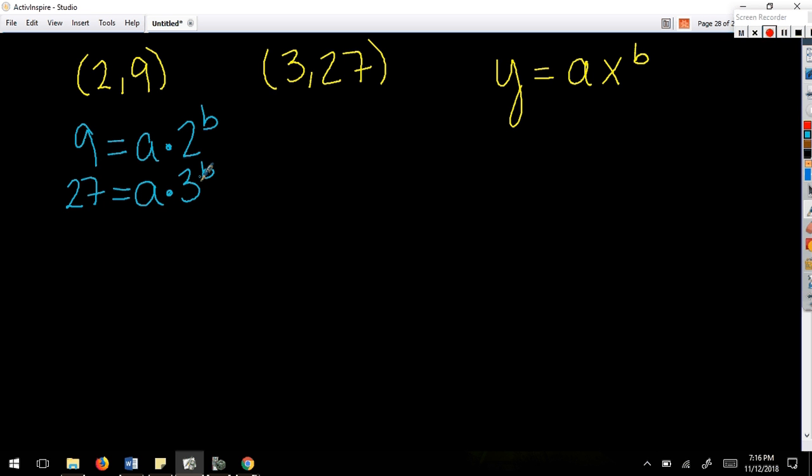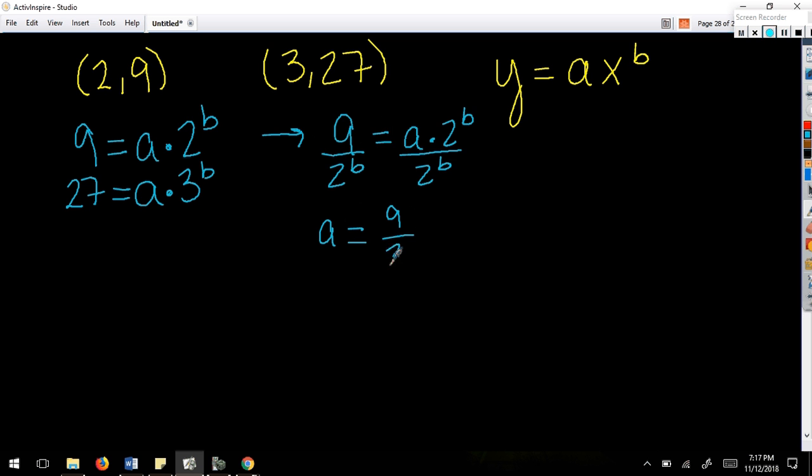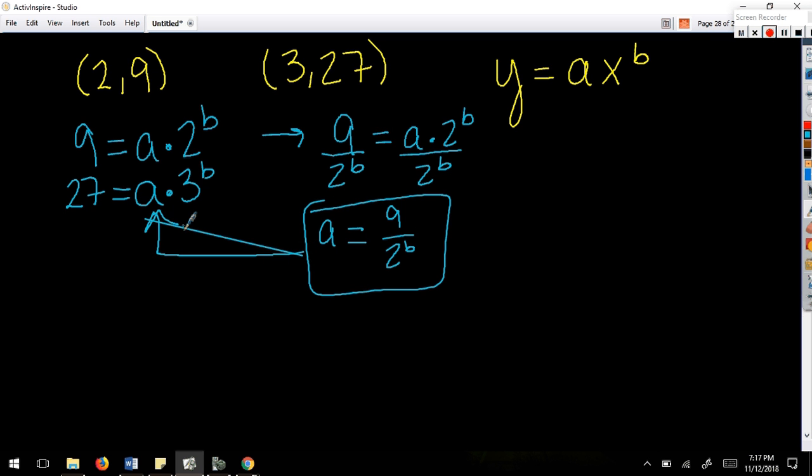Again, I'm going to solve one of them. I'll choose this first one. The numbers are smaller, so that normally makes it a little bit easier. I'm going to divide by 2 to the b power. So I know that a is equal to 9 over 2 to the b. Substituting that back in here, I get 27 equals 9 over 2 to the b times 3 to the b.